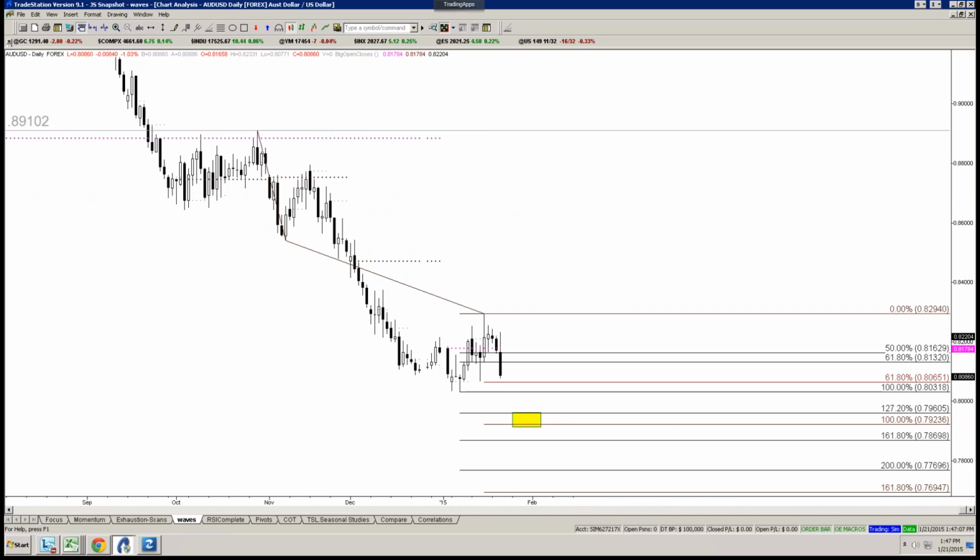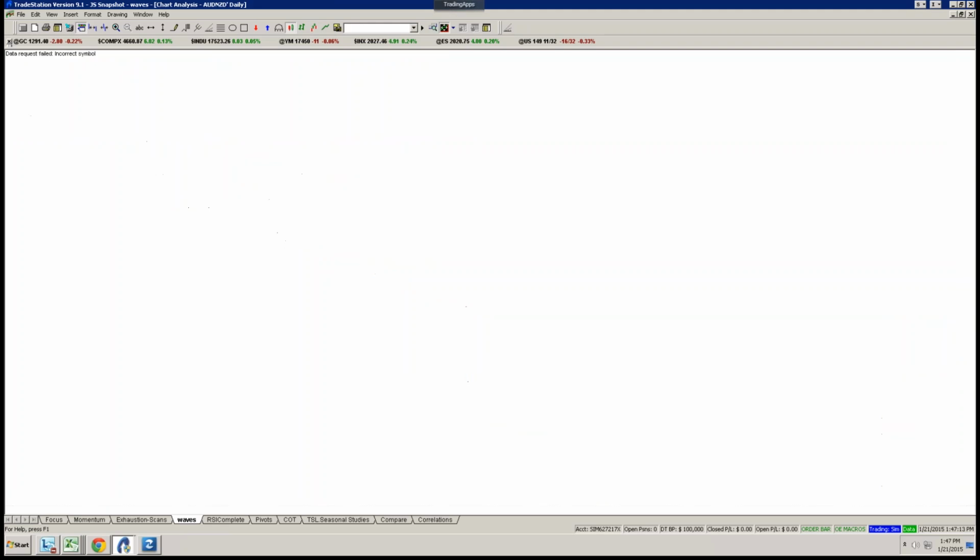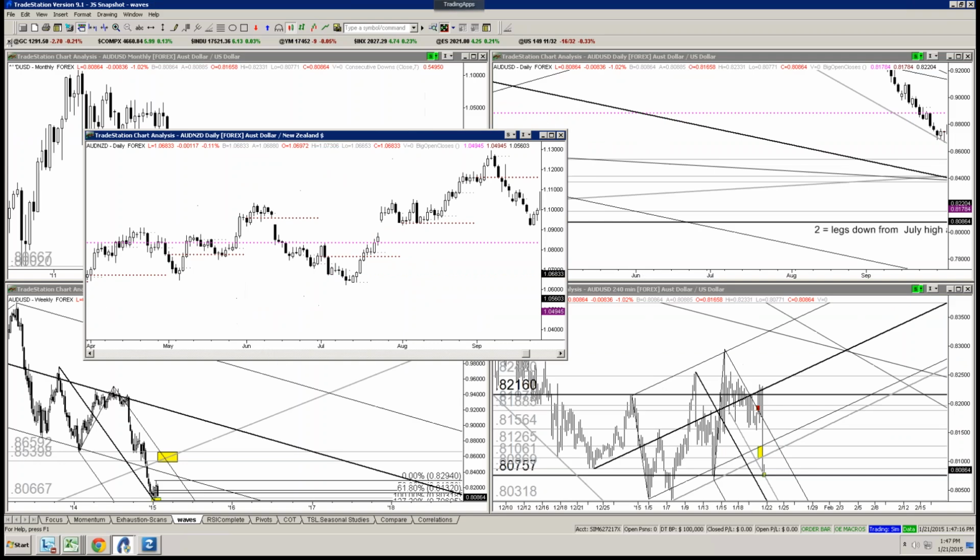Now, Kiwi itself is just now starting to break down. We've had a reversal here in the Aussie-Kiwi exchange rate as well.